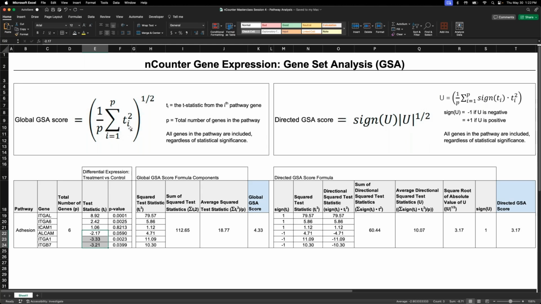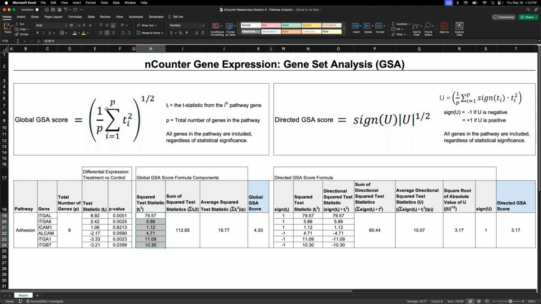So the T statistic, this is T_i. All we do to calculate this formula is shown down here in this table. The first thing we do is calculate the test statistic. Again, this is from the differential expression testing when we run our analysis. That's generated one per gene. Then we take this and we square it, so it's your T squared. That's shown here. So 79.57 is 8.92 squared, and 2.42 squared is 5.86. 1.06 squared is 1.12. So all these values here are essentially just T squared.